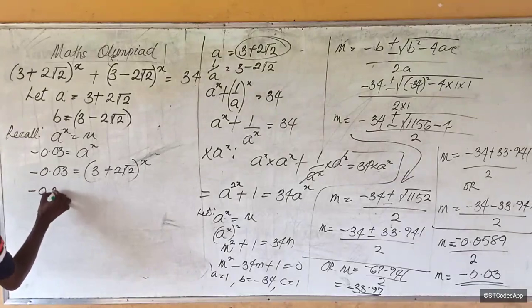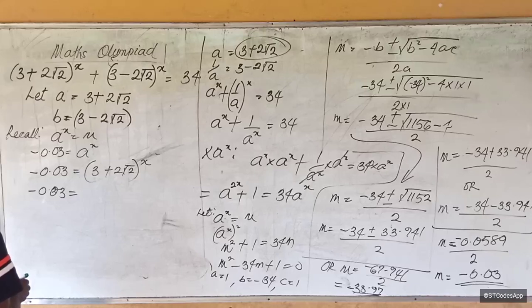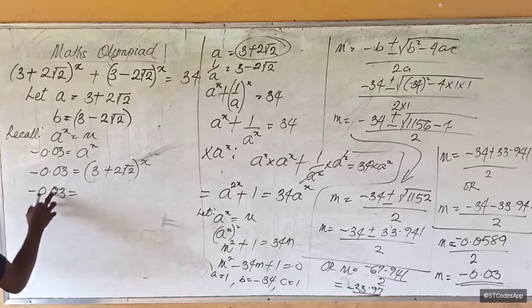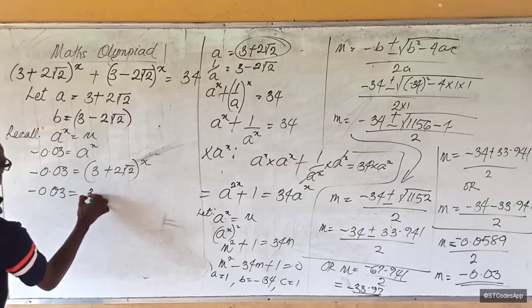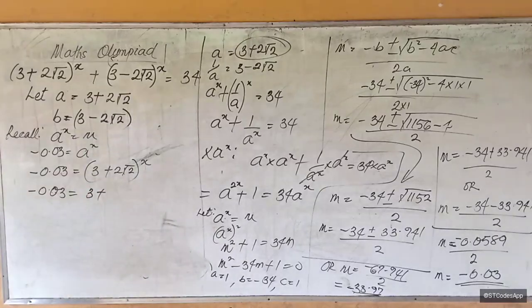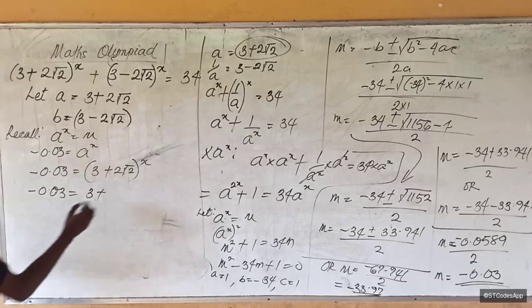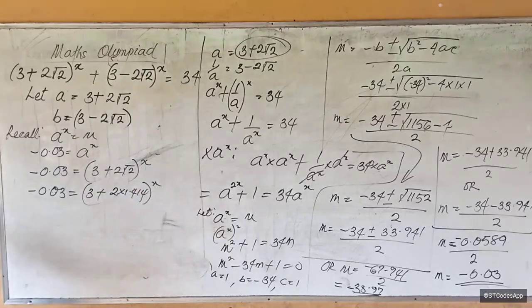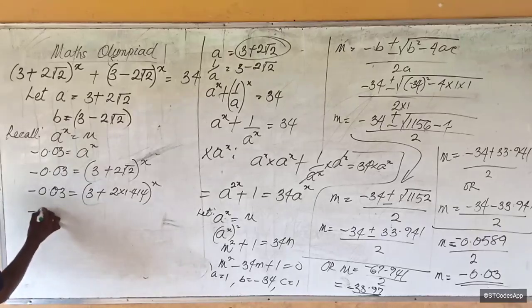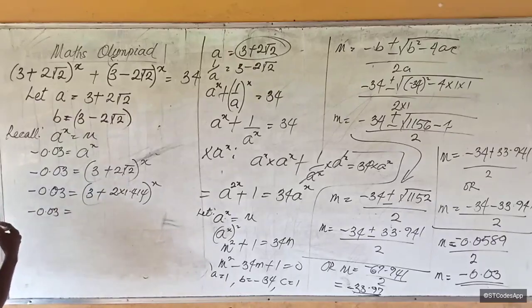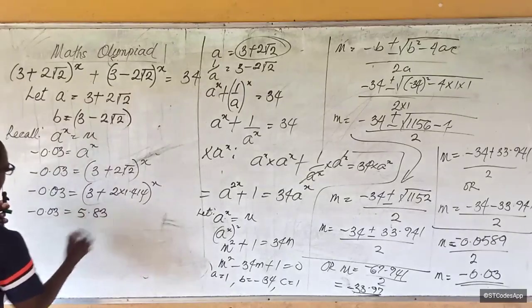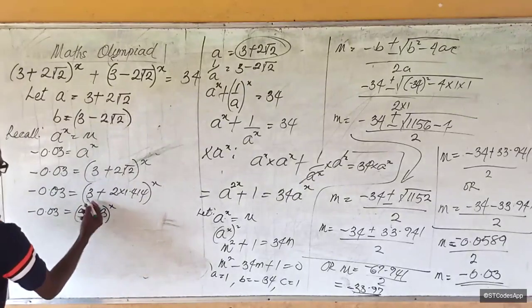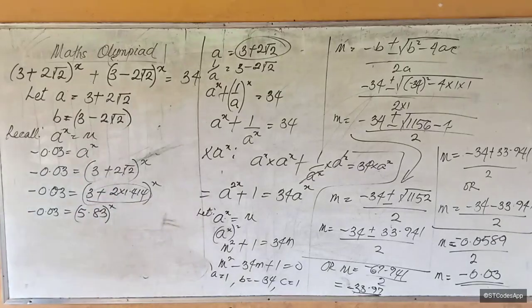So minus 0.03 is equal to 3 plus 2 root 2. Root 2 is 1.414, 2 times 1.414, raised by X. So this will be minus 0.03 is equal to 5.83 all raised by X. So I've worked out what this inside is: 5.83 raised by X.